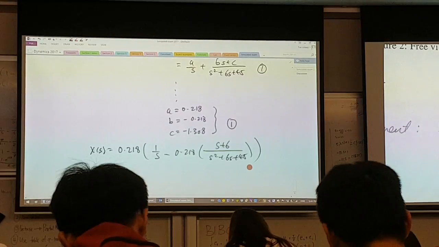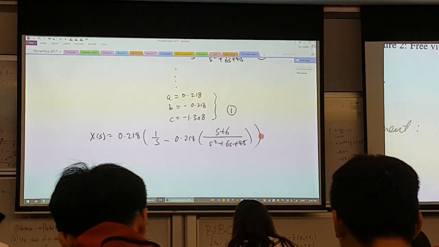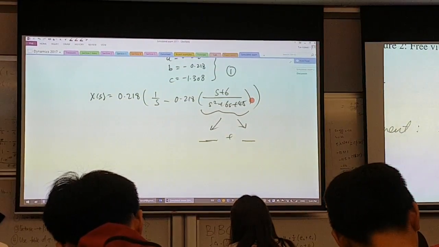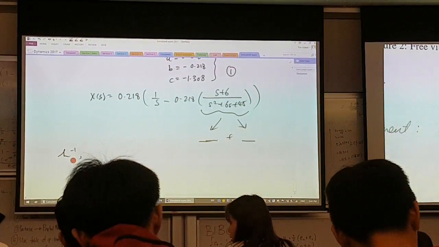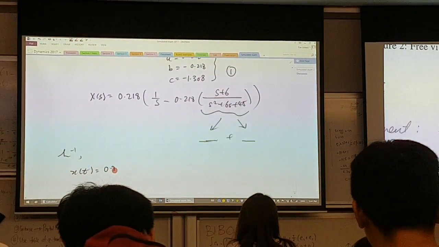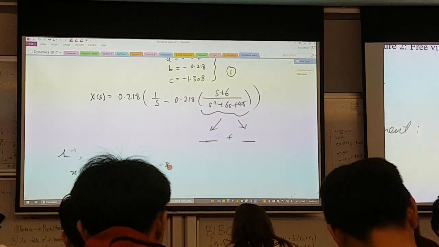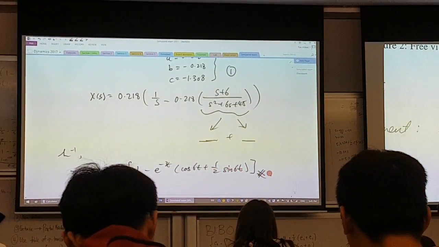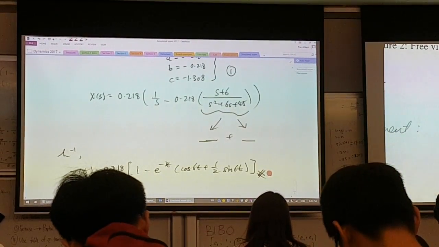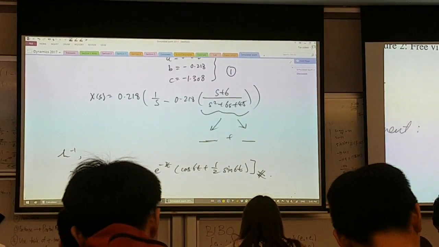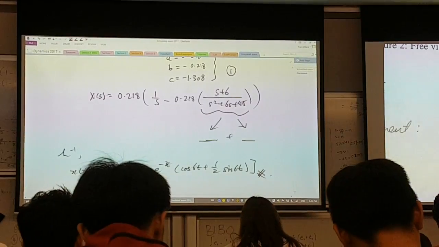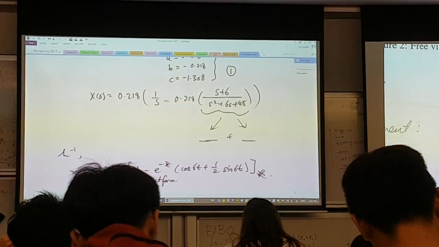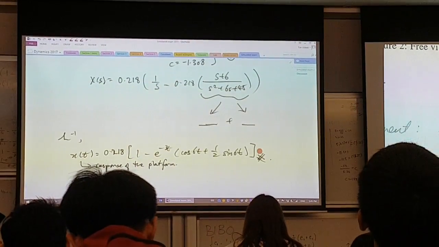In this form, you cannot do the inverse Laplace. So you need to break this part down into 2 components, something plus something. Do that, and then you'll be able to do the inverse Laplace. And you should get this form. This form is called the response of the platform. So you just use words. You don't say x(t); it is the response of the platform. So you need to understand what it is asking you.